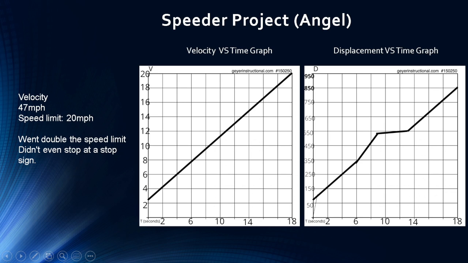Concluding, we can see the velocity of the car was 47 miles per hour and the speed limit was 20 miles per hour. So the car went double the speed limit, and to add to it, it didn't even stop at a stop sign. So that was my part of this speeder project.